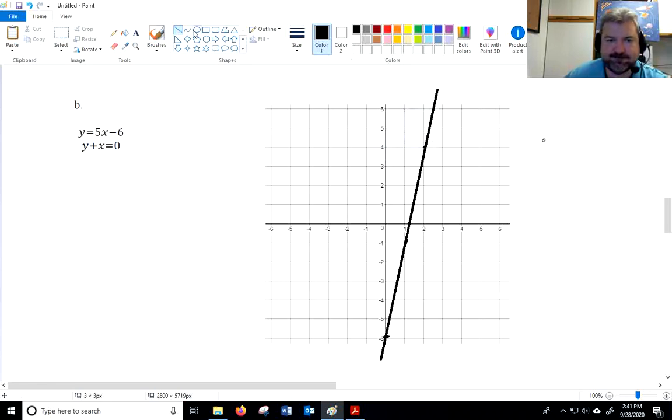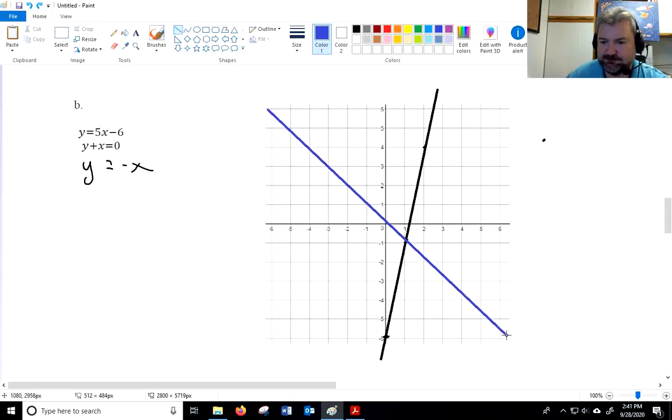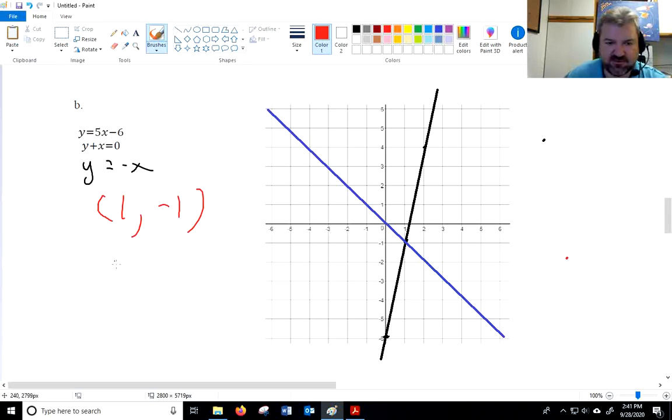Okay. We got y plus x equals 0. I'm going to solve that one for y. Just say it's y equals -x, which is going to go right through the origin with a slope of down 1 over 1. I think we already see what the point's going to be. Let me just connect away. So 1, -1 is our solution, and that definitely works.